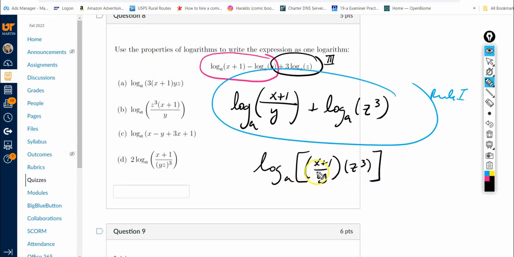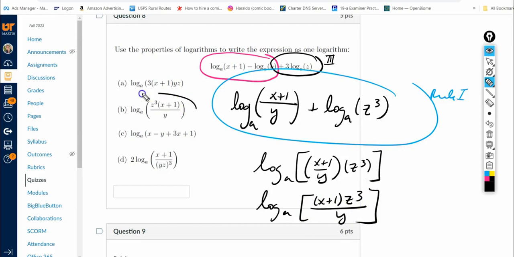And when you have a fraction times something that's not a fraction, that gets multiplied in the numerator. This is an actual problem from a final exam. Okay, and that's going to be equal to B. And so we're going to write B in there.